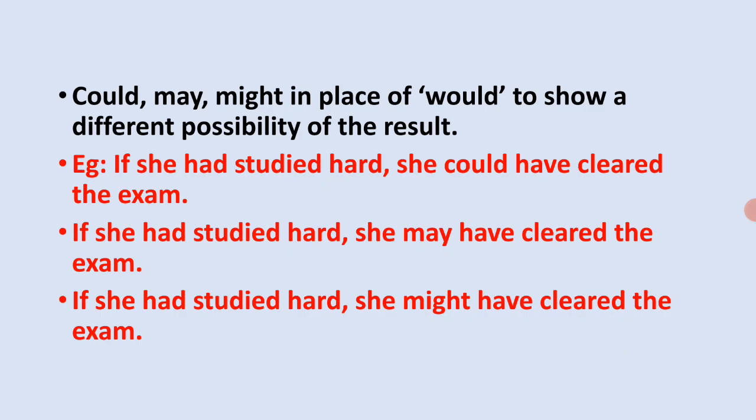And here could, may, might can be used in place of would to show a different possibility of the result. For example, if she had studied hard, she could have cleared the exam. Here, could is used. Then, if she had studied hard, she may have cleared the exam. Here, may is used. Next one, if she had studied hard, she might have cleared the exam. Here, might is used instead of would. So, that is showing different possibility of the result.